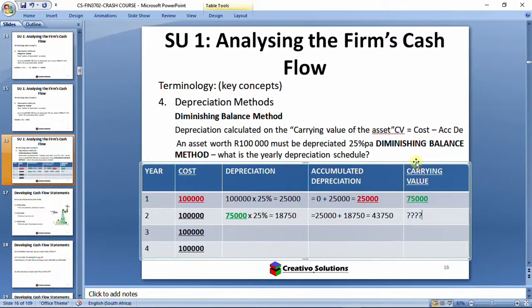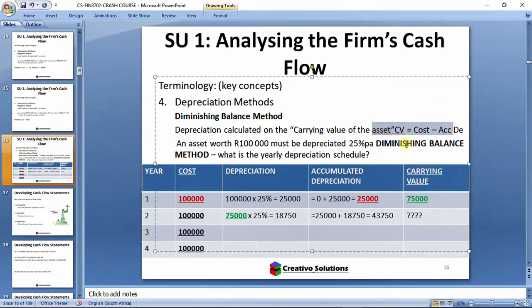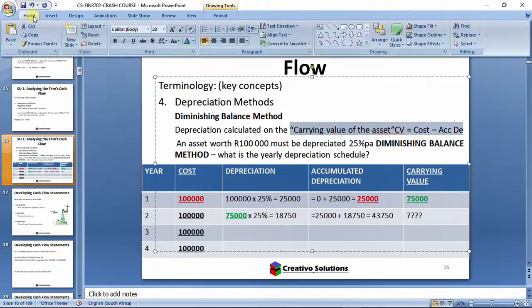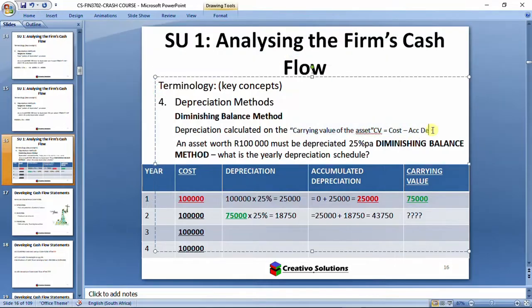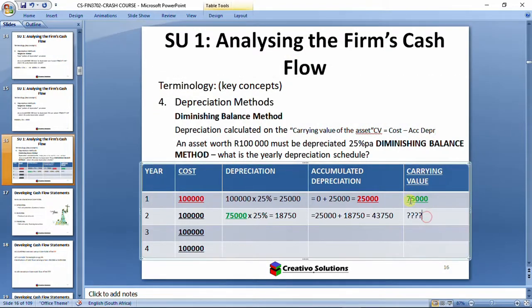It would be the 75,000 minus the 43,000. No, you don't change the formula. What is the formula for carrying value? Cost minus accumulated depreciation. Yeah, so what's the cost? 100,000. Yes, not 75. Okay, be careful. You're using this column and that column. Does it make sense? Yes. Okay, this minus that gives you this carrying value. So what do you get? I get 56,250. Yes.